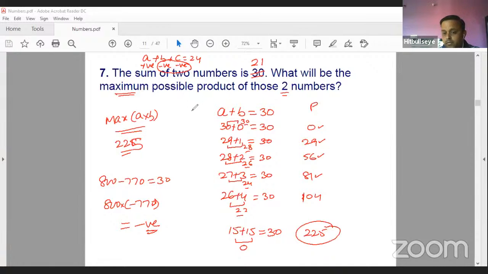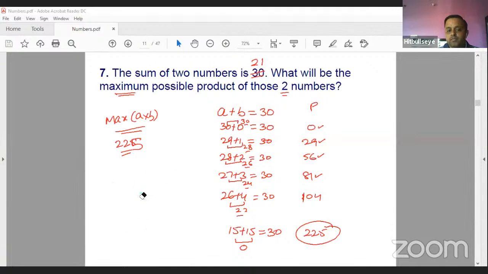Sunny, you are saying 110. Okay, now I told you that instead of 30, what will be the answer to this question if I take the number to be 21? What is the answer in that case? Again, 21 can be 21 plus 0, product is 0. It can be 20 plus 1, product is 20. It can be 19 plus 2, product will be 38, and so on. The question is asking for the maximum product. So what should be the answer?